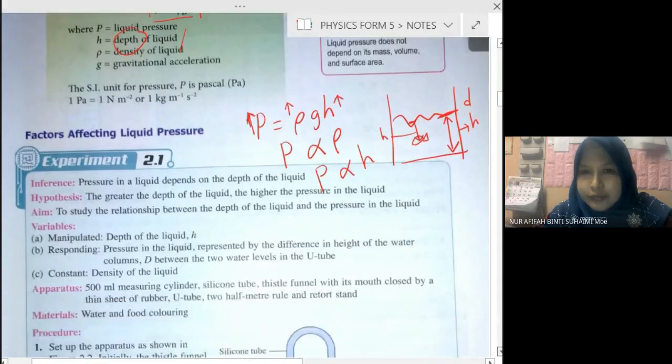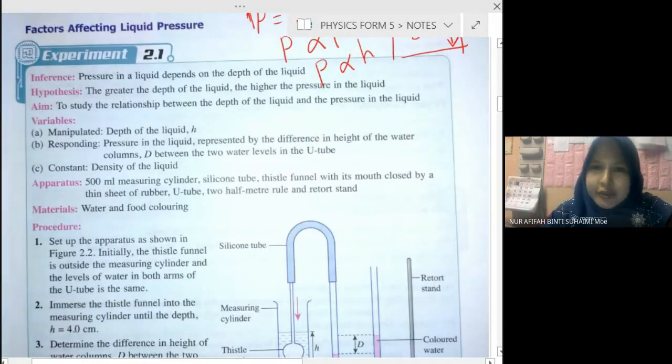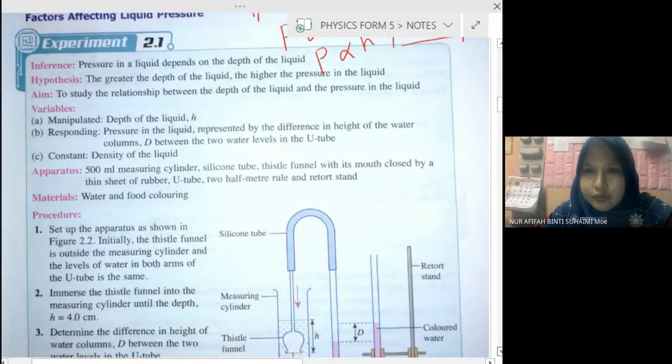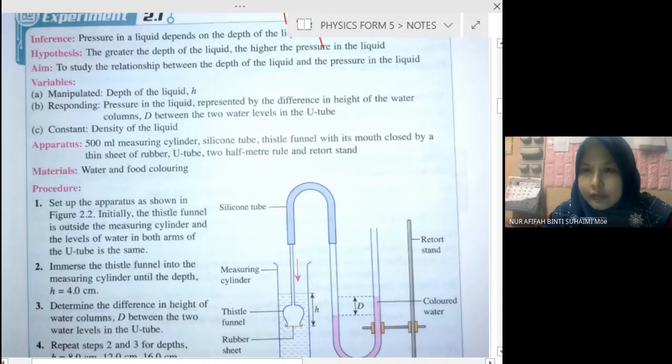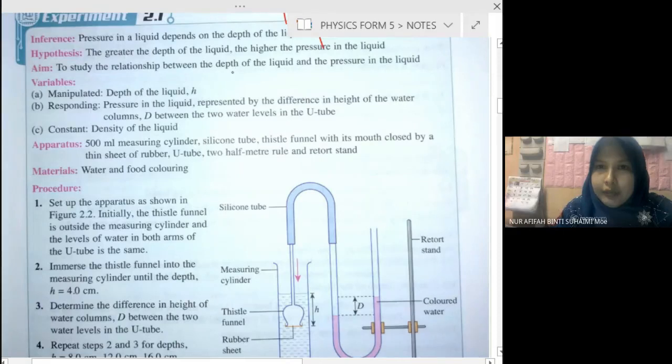In this one, second experiment in chapter 2. Okay. This one, to study the relationship between depth, h, and pressure. So from the aim, we can know what is the manipulated variable and what is the responding variable. So this one, between depth of liquid and pressure. So h, depth, is the manipulated variable, pressure is the responding variable.